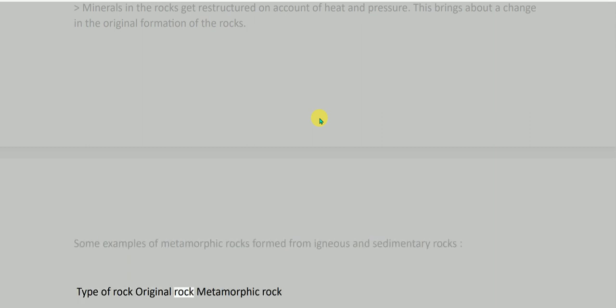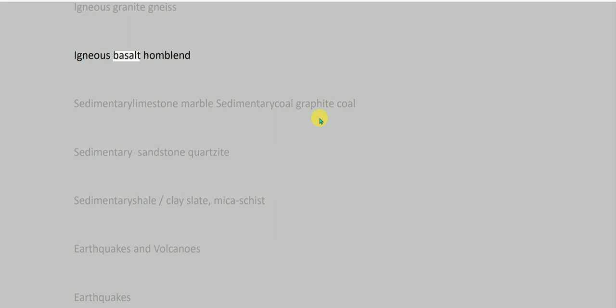Type of rock, original rock, metamorphic rock: igneous granite, gneiss; igneous basalt, hornblende; sedimentary limestone, marble; sedimentary coal, graphite, coal; sedimentary sandstone, quartzite; sedimentary shale, clay, slate, micaceous.